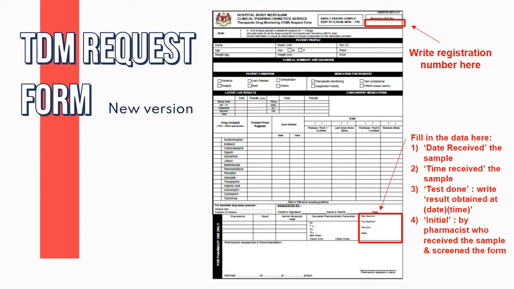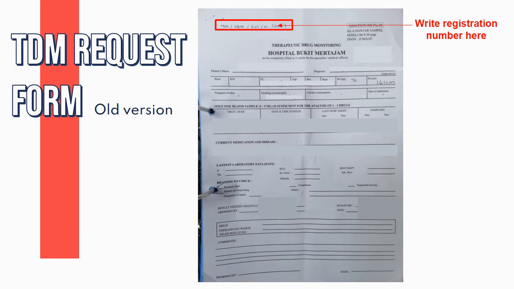This is the new version of the TDM request form. The registration number we write on top of the form. At the bottom of the form, there is a part of data to be filled in, which is the date received, time received of the sample, and initial by the pharmacist who received and screened the sample. Test time we will write afterwards when we receive the result. This is the old version of the TDM request form. We will write the registration number on top of the form.